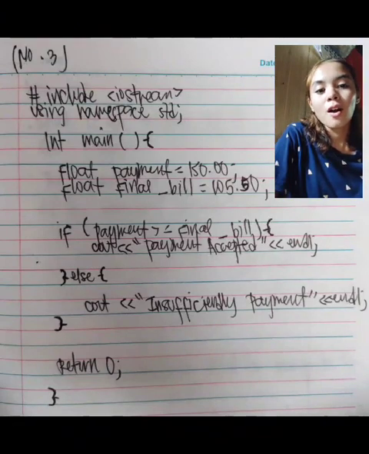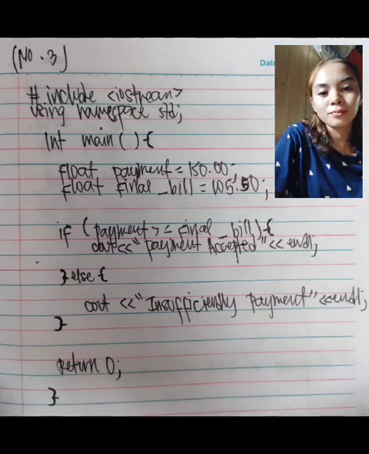Float payment 150 pesos. Float final bill 105.50 pesos. Float stores numbers with decimals, ideal for money values. These hold the amount given by the customer and the total bill amount.